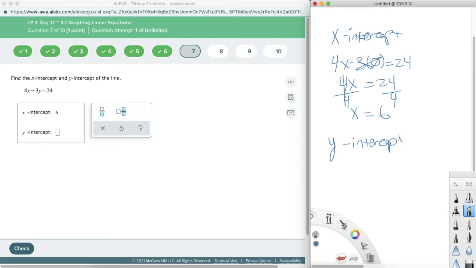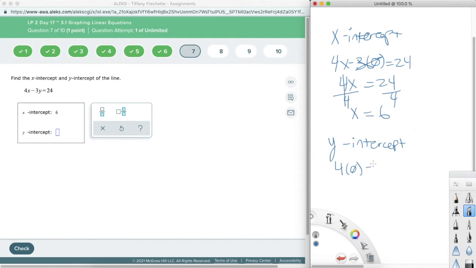Now I'm going to do the same thing for my y-intercept. Pen is writing funky today. Let's go back. Y-intercept. There we go. I'm going to move that a little bit closer. Don't know why that moved over so much.